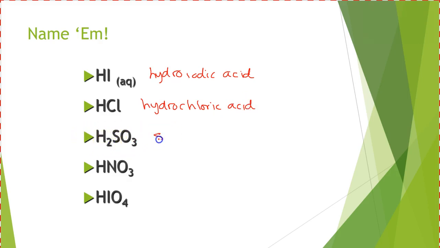H2SO3. Yeah, sulfurous acid. Why? Because the SO3 is sulfite. Okay, HNO3. NO3 is called nitrate, so it would be nitric acid. Nitric acid is some pretty bad stuff because it doesn't just react with its H. The NO3 is also an oxidizing agent, and so the NO3 causes reaction as well as the H. And then finally we have periodate, so this would be called periodic acid.